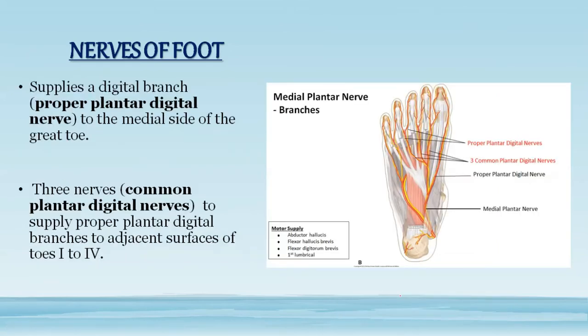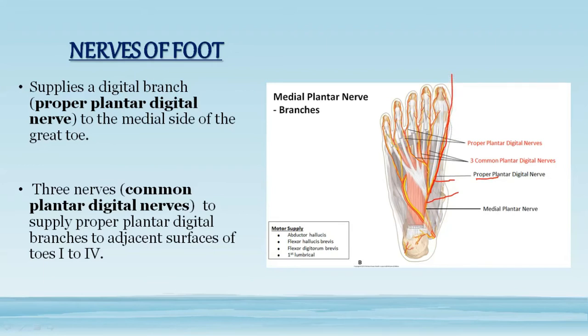This medial plantar nerve gives rise to two branches. The one is the proper plantar digital nerve. This is the medial plantar nerve which gives rise to the proper plantar digital nerve. Look at the picture. This proper plantar digital nerve supplies the medial side of the great toe.